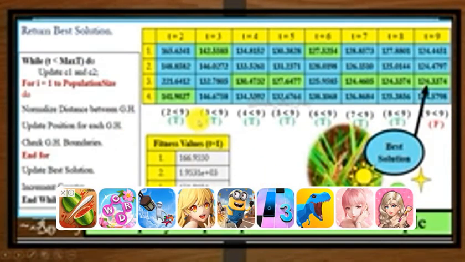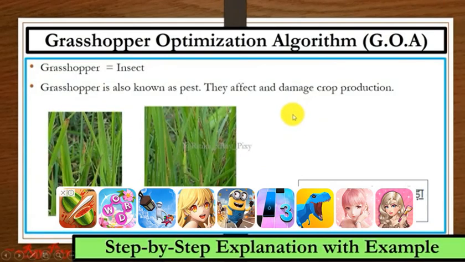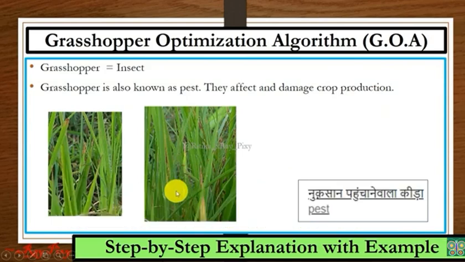You can see we computed the values up to 9 iterations, and after that we obtain the best solution. Let's start with the introduction. As we all know, grasshoppers are insects and they live in nature, and they also affect and damage crop production. As you can see the green grasshopper in the image, hope you can detect. They are very hard to detect.